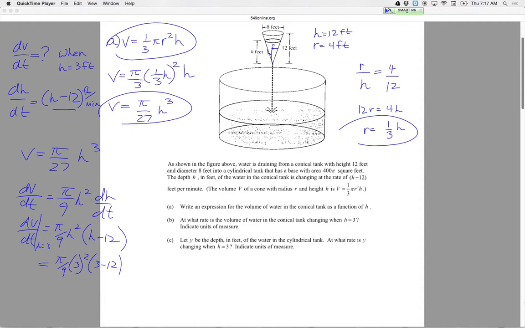Should make sense that it's negative. Why? It's decreasing, which, by the way, you did not need to make h minus 12 negative, even though we know the height is falling. They told you that the water in the conical tank was changing at a rate of h minus 12. We're assuming they've already accounted for that negative. And it looks like they did, because when you plug in the 3, what do you get there? Negative 4. So we've got negative 4 times 9. The 9's cancel, so we'll end up with negative 4 pi feet. What kind of feet? Whoa, we're going volume. Cubic feet per minute.